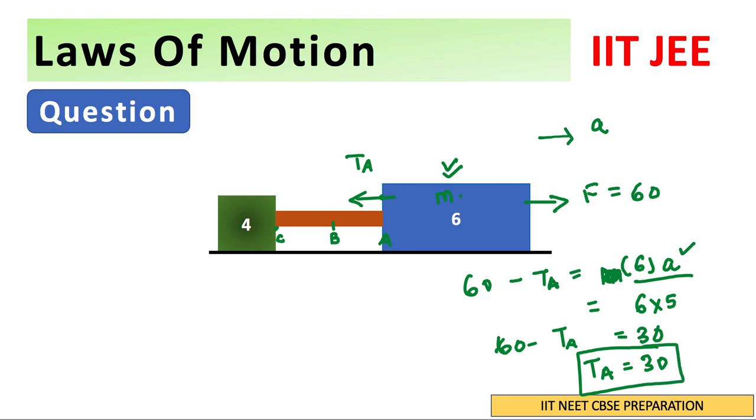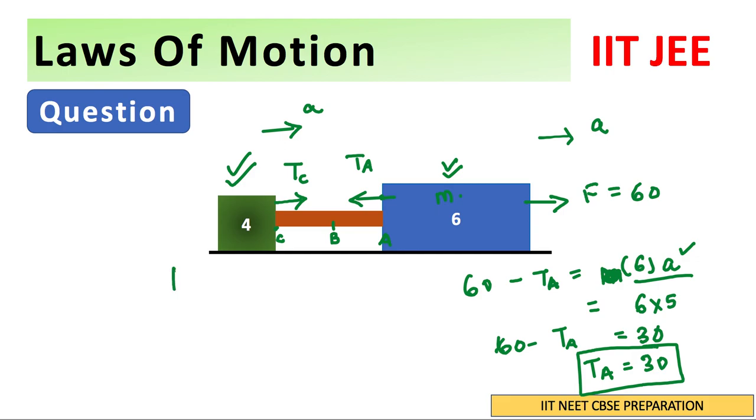Now we have to find out the tension at point C. Now let's use this block. So in this block, what is the tension? So the forces are, the tension is acting in this direction. The acceleration will of course be in this direction only. Are there any other forces that are acting on this block? No, there are no other forces, right?